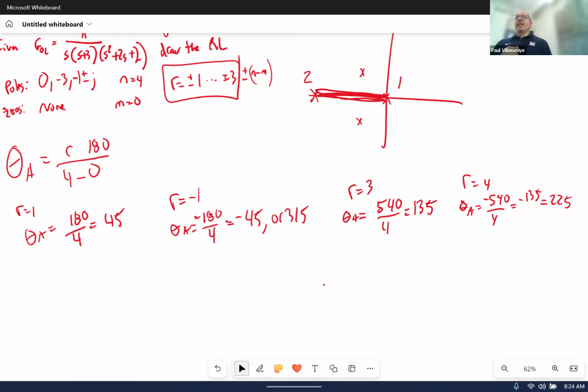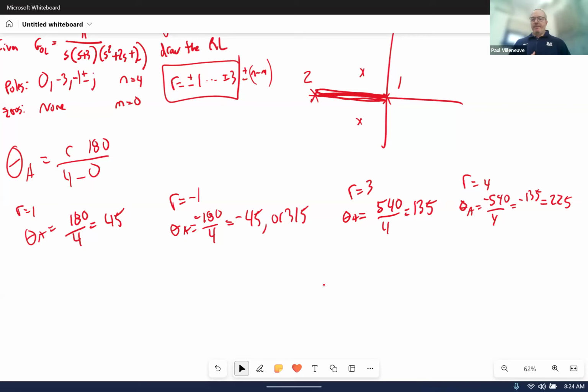The only reason why I calculated these asymptotic angles is I have some zeros at s equal infinity that I have to approach. So I need to calculate that. If n minus m is equal to 0, you don't calculate theta sub A. You gotta be careful, not the angles of departure, but the asymptotic angles. So I got 45, 315, 135, 225.